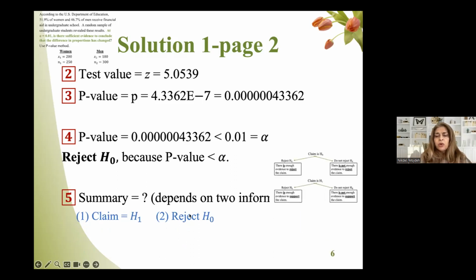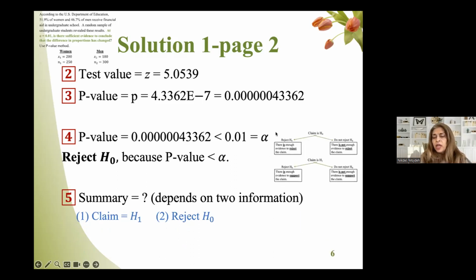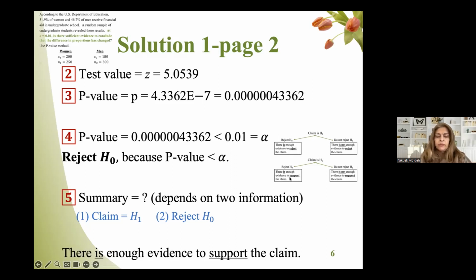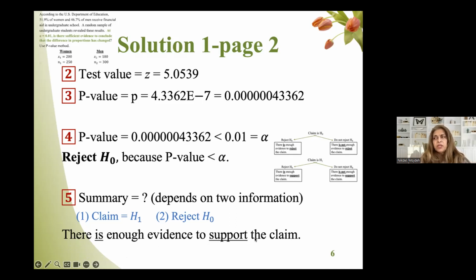So according to the outcomes of hypothesis testing, and for the summary, I want one of the 4 boxes, exactly the same sentences. Okay, so claim was H1, so I'm on the second row, H1, and I rejected the null. So I have to write as a summary, there is enough evidence to support the claim. Exactly the way you see it, underline support, same sentence. Here is my summary.